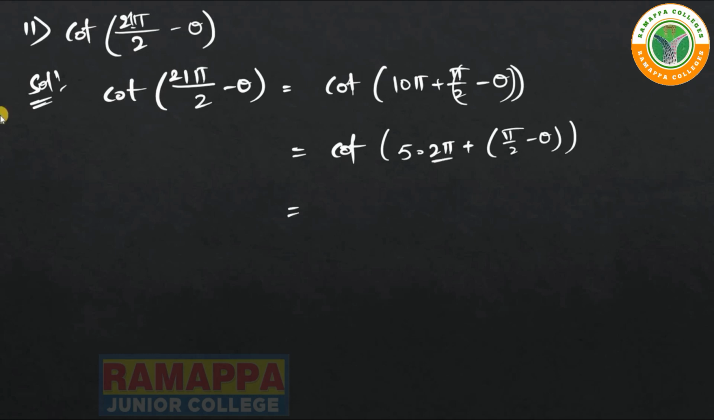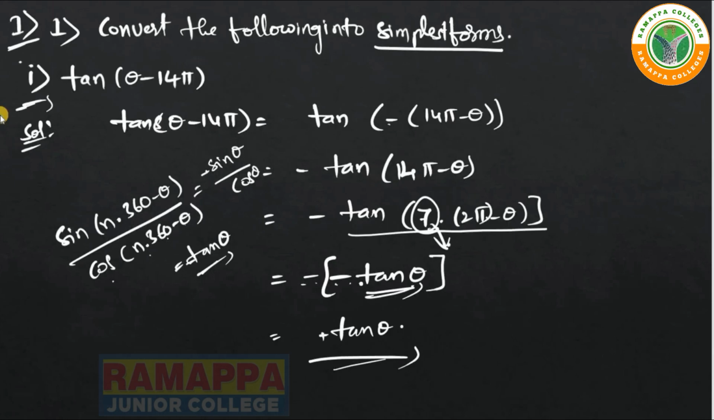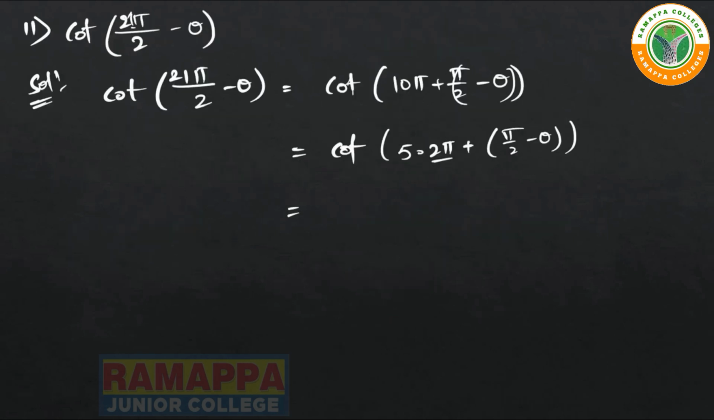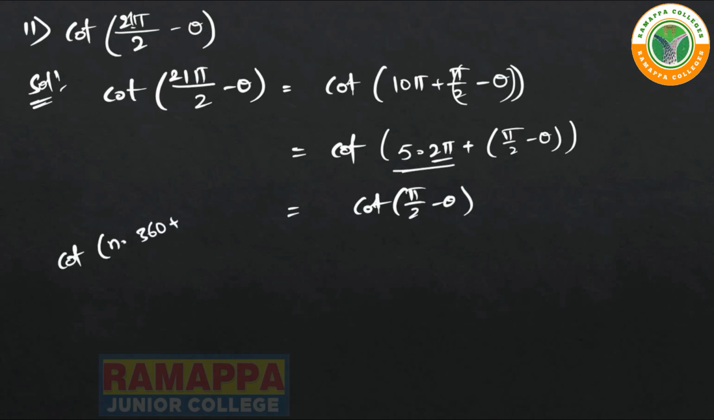Like in the first question, we did sin theta by cos theta; now we do cos theta by sin theta. So the value will come as cot of pi by 2 minus theta. So this total will become, using the formula, cot of n into 360 plus theta is equal to cot theta. So n into 360 plus theta, this will come here.